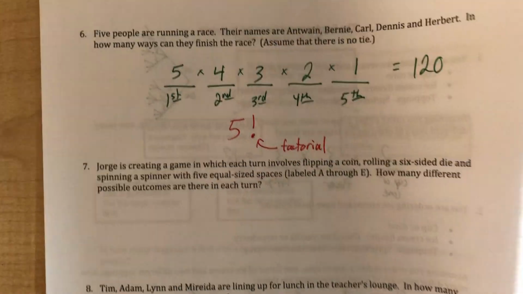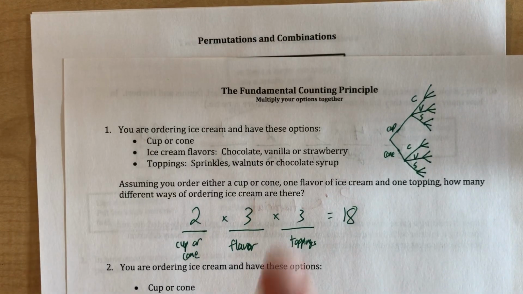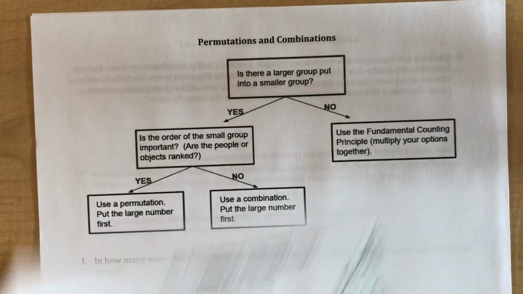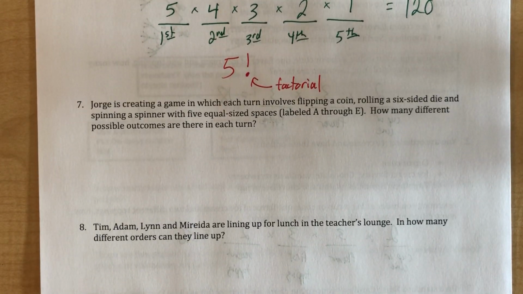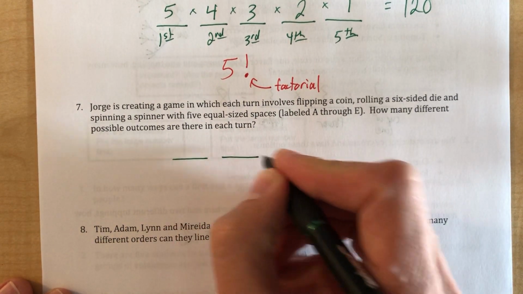I don't know. Let's figure this out. I wish I had some directions. Oh, why don't we multiply our options together? So let's do that. Let's multiply our options together. And I have 3 things that are happening.